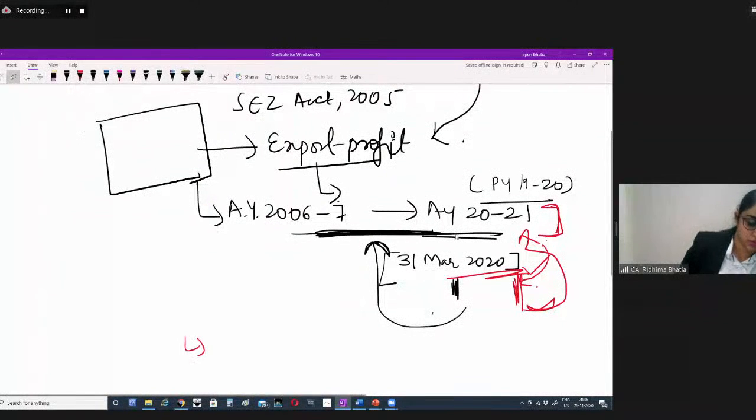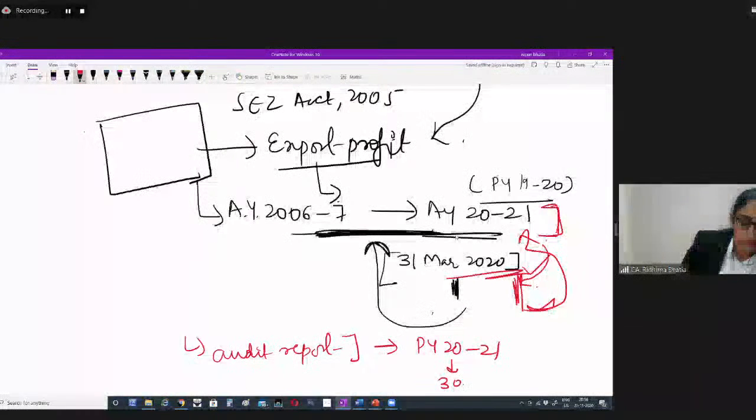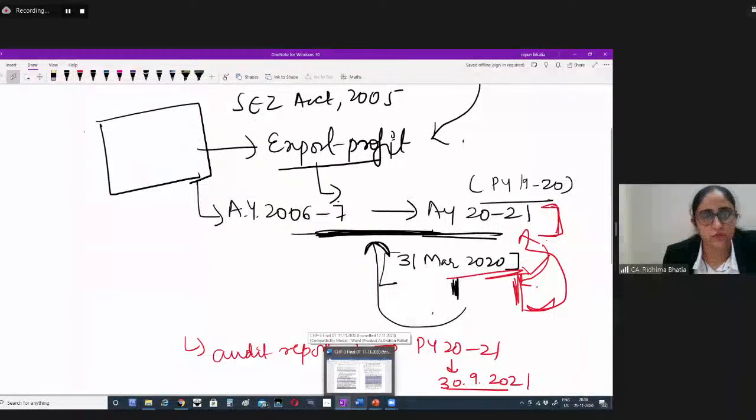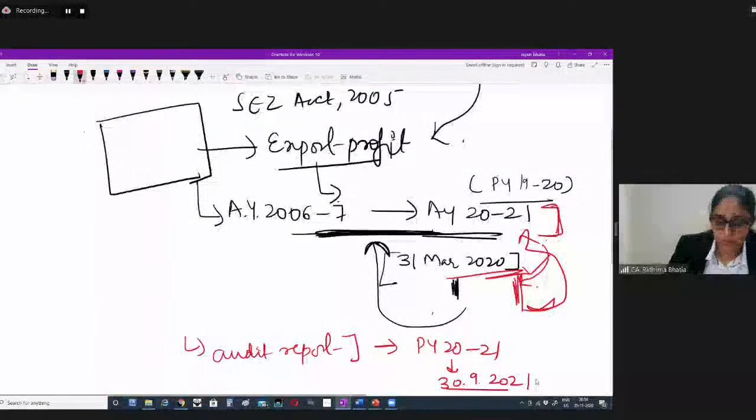Another thing, to claim the deduction, the audit report is mandatory. The timeline for the audit report for previous year 2021 is 30th September 2021. Earlier, the audit report and your return used to be filed simultaneously, but now the audit report has to go at least 1 month before. You can still file simultaneously, but the timeline for the audit report is 30 September 2021, and the timeline for filing the return is 31st October 2021. Any doubt, guys?